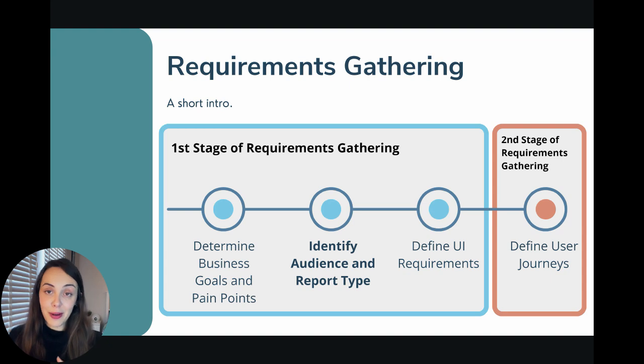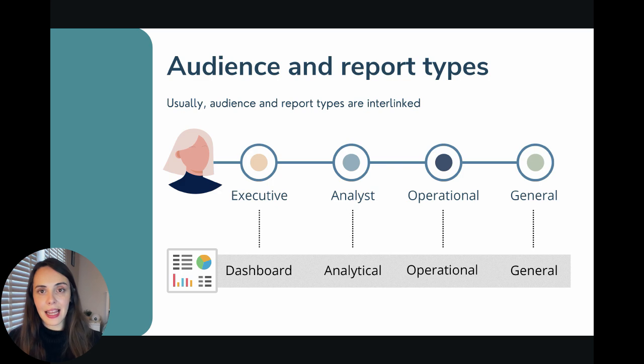But we are here to talk about the audience for your report, personas, report types, and not about user journeys yet. So let's talk a little bit more about the audience types that you can have in your reports. I want to start by saying that your audience and the report type that you will end up building are very closely linked. As you can see from this slide, we usually have 4 types of audiences for our reports. We have the executive, we have the analyst, we have the operational, and then we have the more generic type of persona. And you can also see that we have already an idea of the report types that each of these personas will probably want to consume.